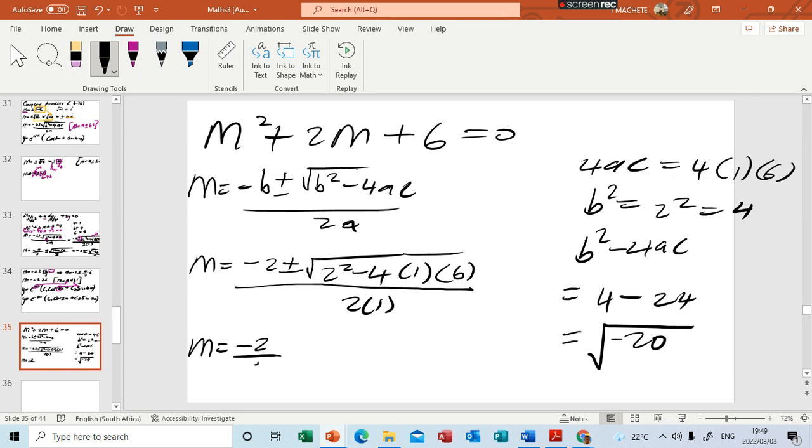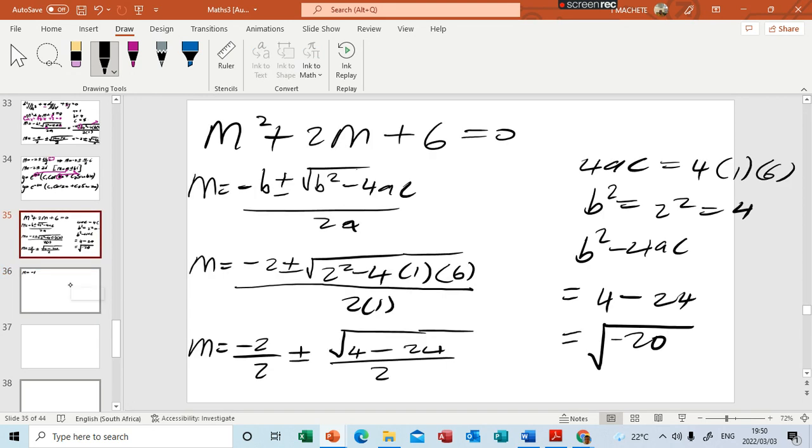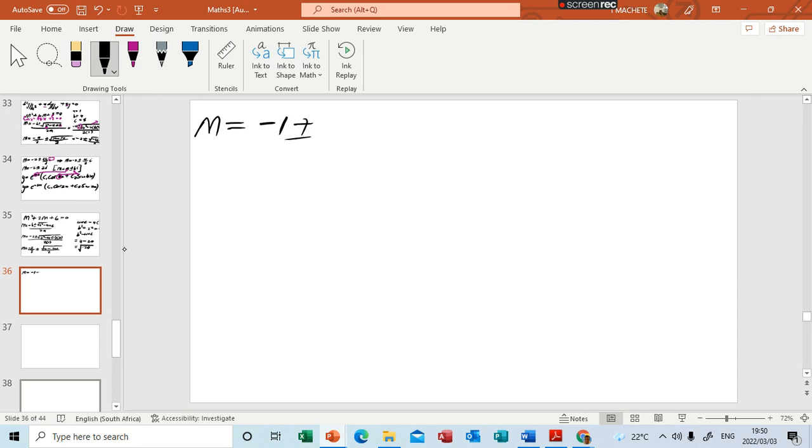I'm splitting this over 2, plus or minus the square root of 4 minus this 24, divided by 2. Then I'm going to write minus 1 when you divide minus 2 by 2, plus or minus the square root of minus 20 over 2. This will give you minus 1 plus or minus 20i over 2.